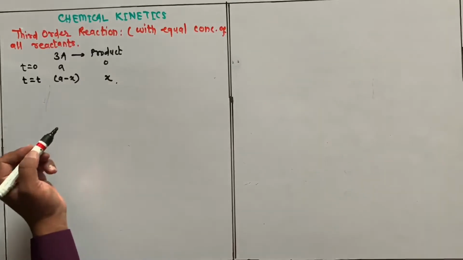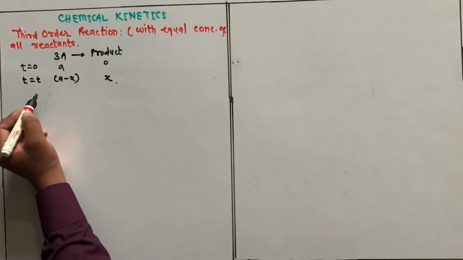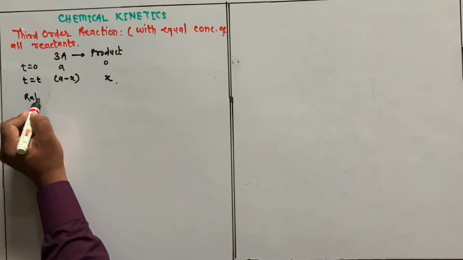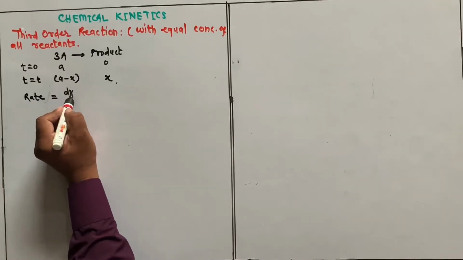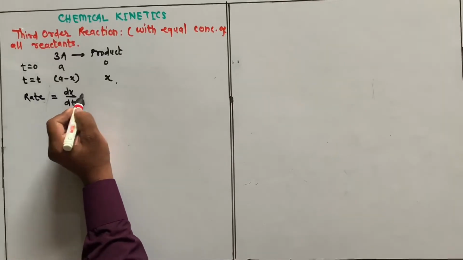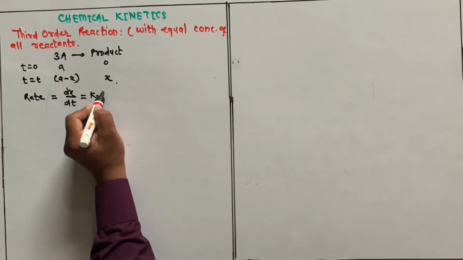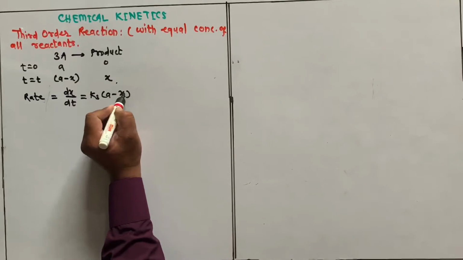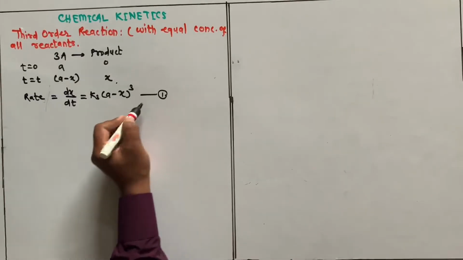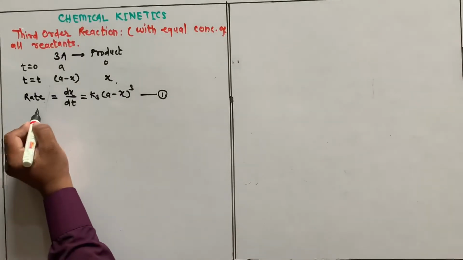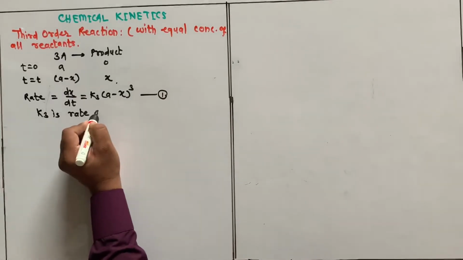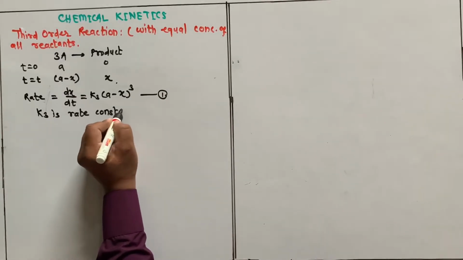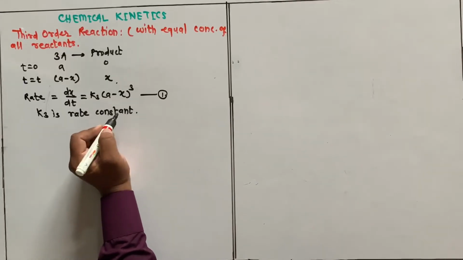Now as it is a third order reaction, the rate of reaction in terms of product is plus dx upon dt is equal to K3 into (a minus x) to the power 3. Here this K3 is the rate constant for the reaction.